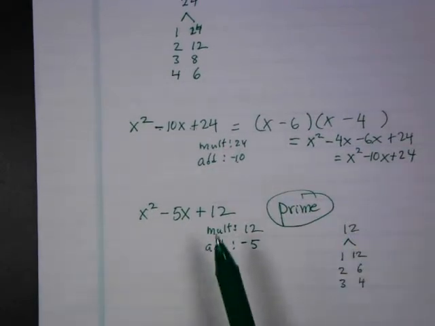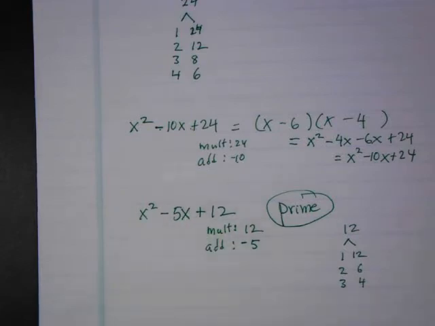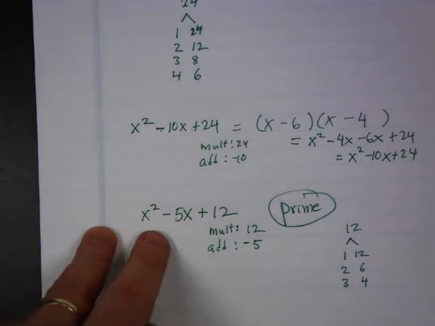Anyway, watch out for the prime ones. Those are the ones that just freak people out. They try and try and try. They're convinced there's got to be an answer. There isn't sometimes.